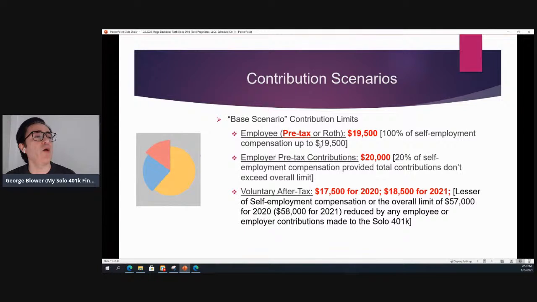So remember, they want to first start out with pre-tax so that they can make a $19,500 pre-tax employee contribution. Because remember, the limit is 100% of self-employment compensation up to $19,500. They could then make an employer contribution of 20% of their self-employment compensation. So that would be $20,000. So then they could make the difference up to the overall limit. So that would be $17,500 for 2020 or $18,500 for 2021 as a voluntary after-tax contribution.